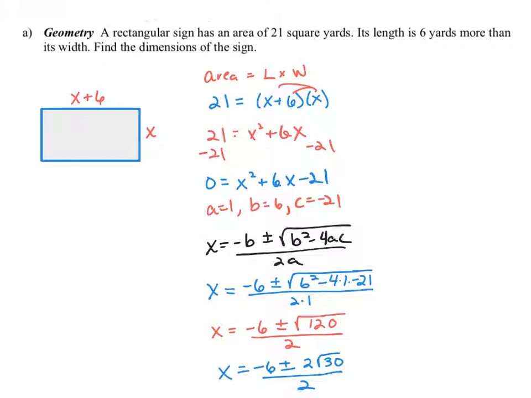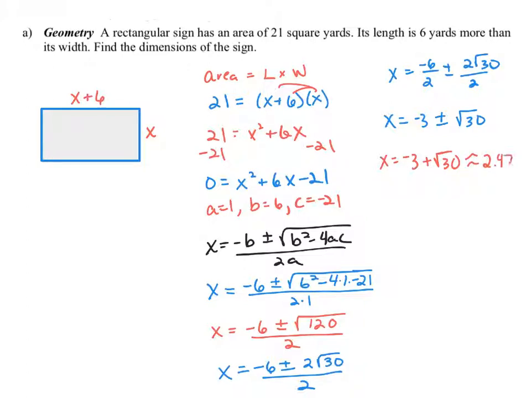Now this can be simplified even further by writing this as two fractions, so that we get x is equal to negative 6 over 2 plus or minus 2 square root of 30 over 2. So when we simplify that, we get negative 3 plus or minus the square root of 30. Now we want to make sure this makes sense for this particular problem. Since we have two answers here, we can look at when x is equal to negative 3 plus the square root of 30, and that is approximately 2.477, so it would be the length of about 2.477 yards, or the width. Or if we do x equals negative 3 minus the square root of 30, that's going to give us a negative answer. So it wouldn't make sense to use that negative value.